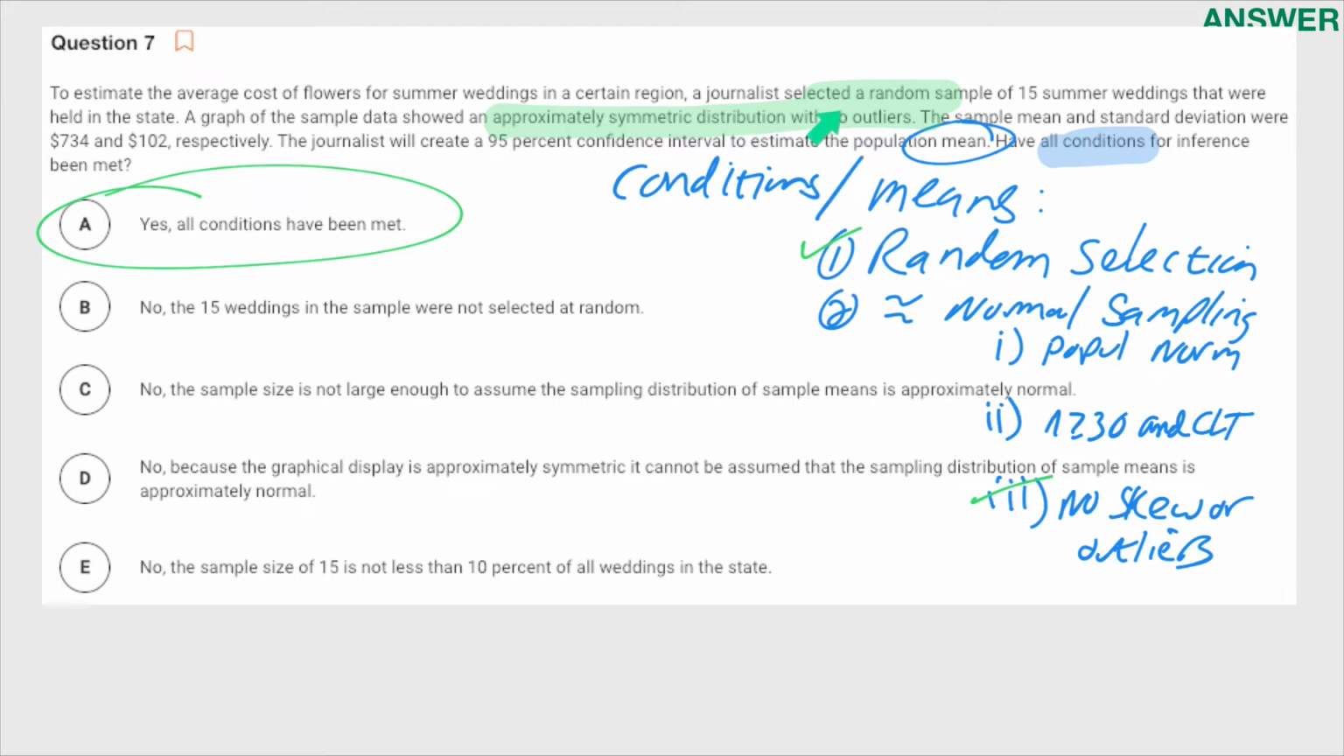If you read what you were given, you were told it was a random selection, so the first one is met. You weren't told that the population was normal. Your sample size is below 30, so we have to go with the third option, which is we hope that there's no skew or outliers in the sample, and you were told your sample is approximately symmetric with no outliers. So a t procedure is acceptable, and yes, all the conditions have been met.